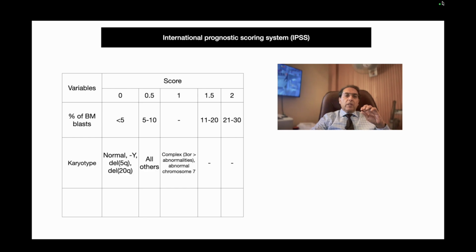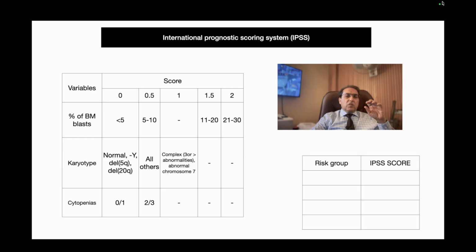Similarly, karyotyping, if they have a normal karyotype, they have deletion 5q or deletion 20, they are given a score of 0, while complex karyotype with 3 or more abnormalities or abnormal chromosome number 7, this is given a score of 1, and the rest of the abnormalities are given a score of 0.5. Cytopenias, if there is no cytopenia or 1, this is given a score of 0. If there are 2 or 3 cytopenias, this is given a score of 0.5.